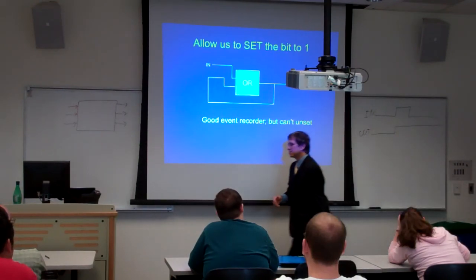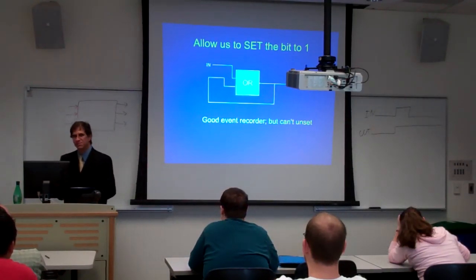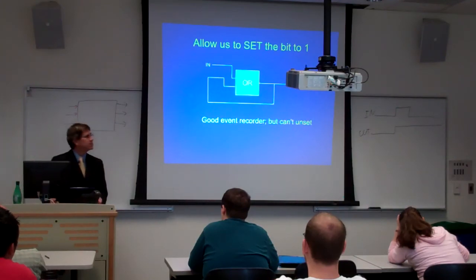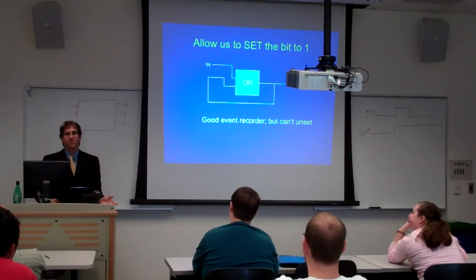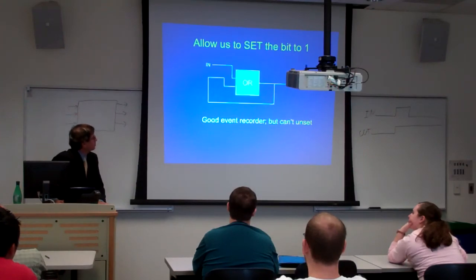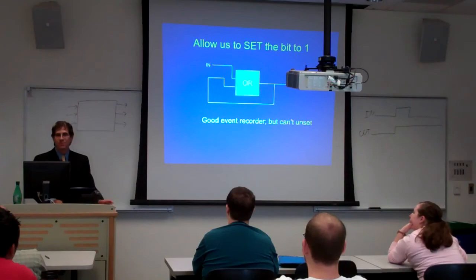Okay, so you could use that in a simple security system if you want to know if someone opened the door. As soon as they open the door, the circuit gets set. And even if they close the door quickly, it's still set. You know that this event happened. Okay, so that's a basic type of memory. It's good, but it's not incredibly useful because it's only good if you want to store a 1.